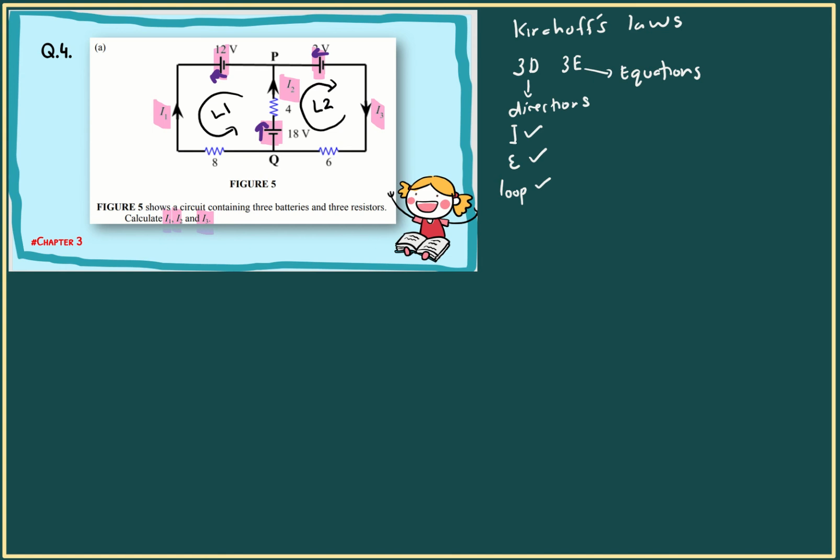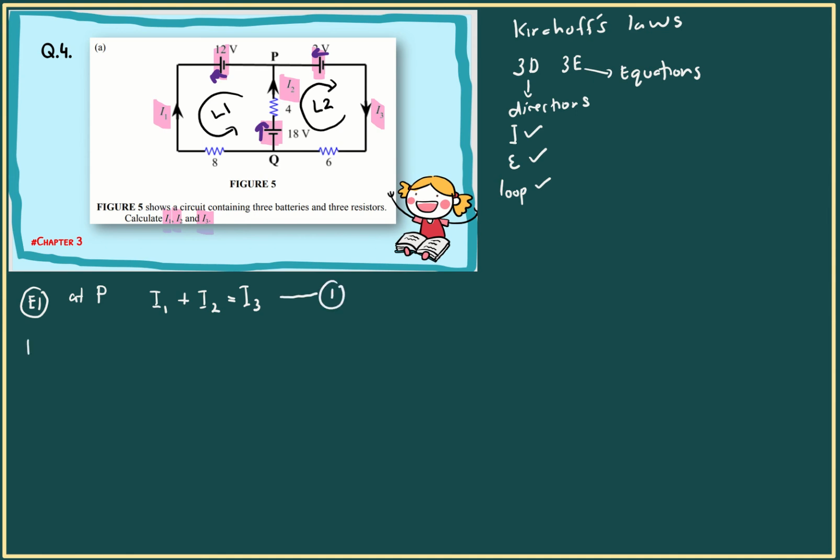So to get the 3 equations, the first one we are applying is the junction law. The first equation, E1, is from the junction rule. Let's say we choose the junction at point P. At junction P, current I1 is entering the junction, plus I2 is also entering the junction, and I3 is leaving the junction. So this is your first equation.